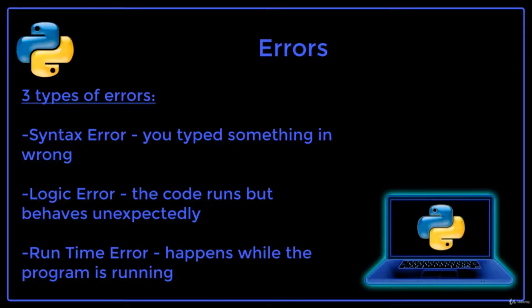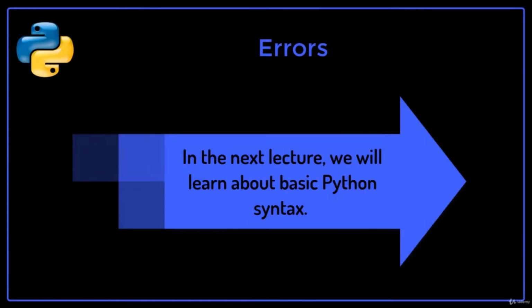When dealing with errors, it is important to remember that the computer only follows the instructions we give it. When an error occurs, the first thing we want to do is check the console of the program we are using to write and execute our code, and see if any error message has been logged to the console. Depending on the console, it could tell us the type of error and the line number where the error is occurring. In the next lecture, we will learn about basic Python syntax.